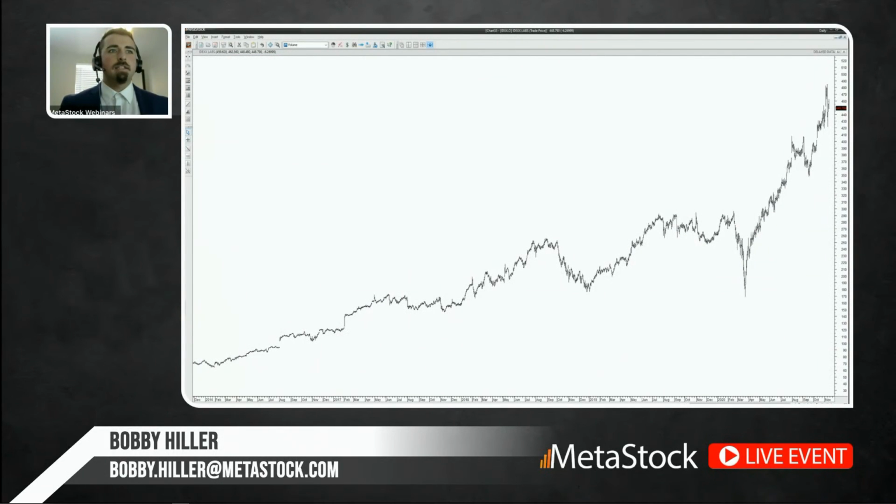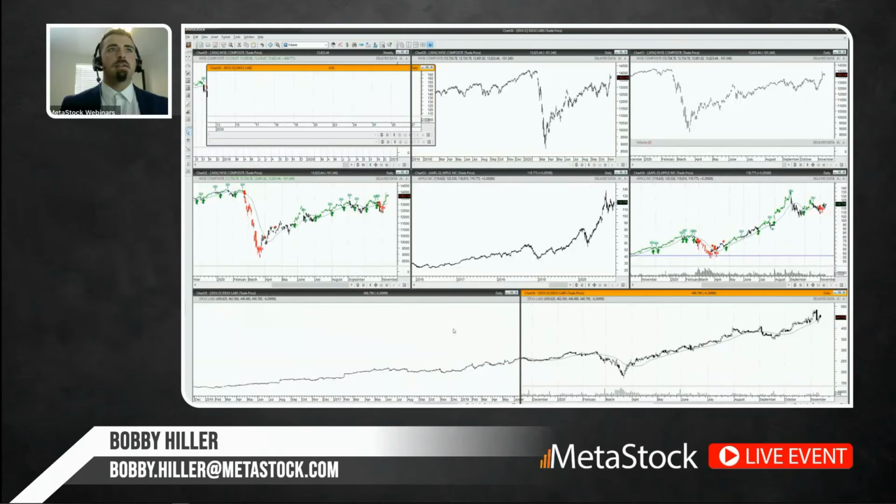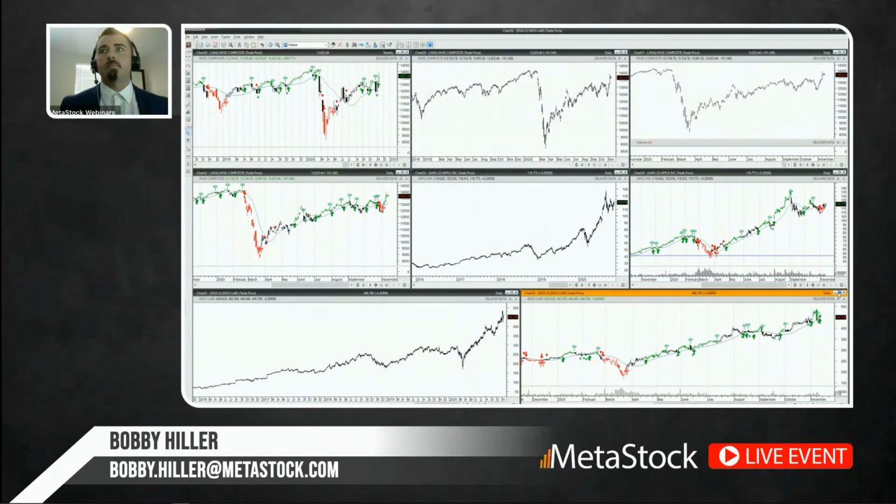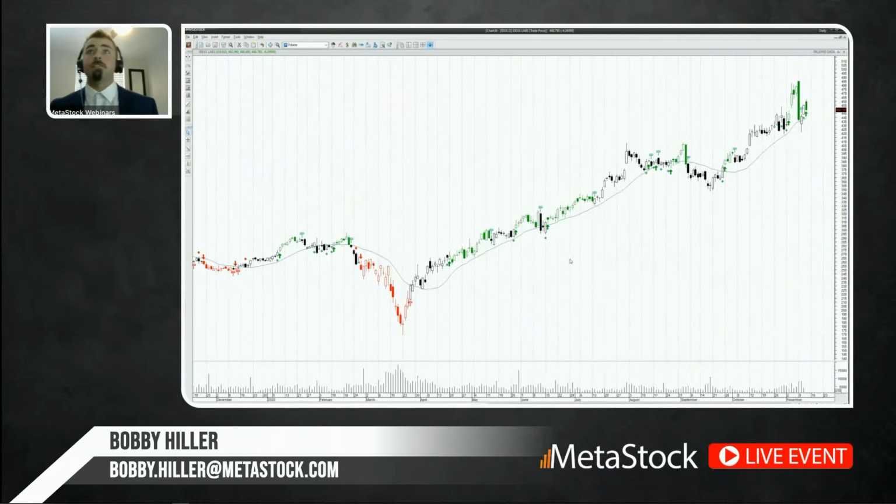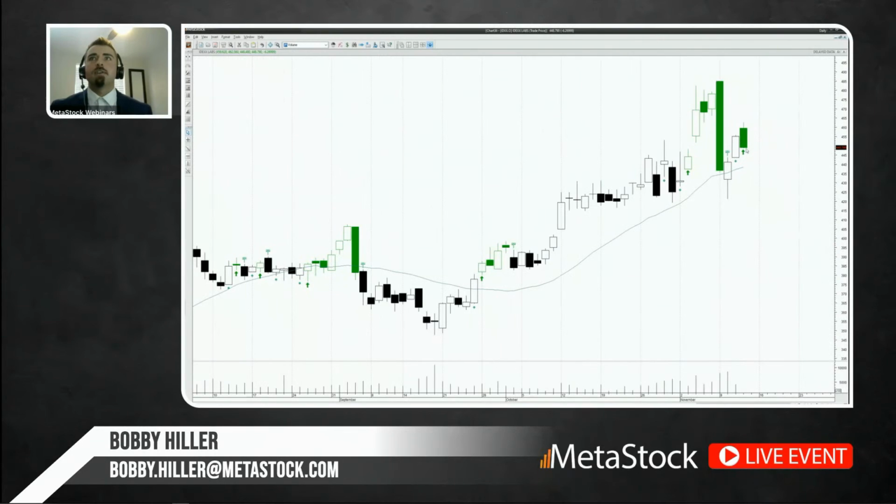I do have the Veracity template saved as one of my hotkeys down here, so I've gone ahead and applied that. You can set it so that it just defaults to open up to Veracity. Now if we look at this one, I just opened one of those giving me a signal today. You can see I have that buy signal today.